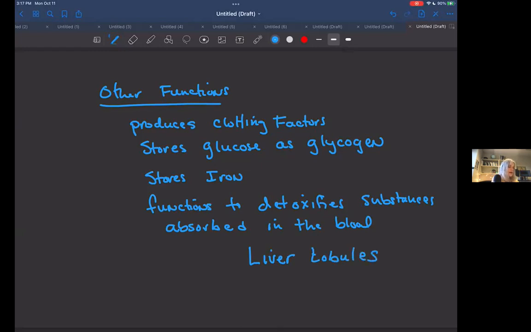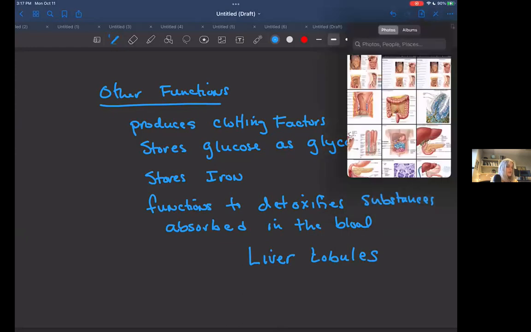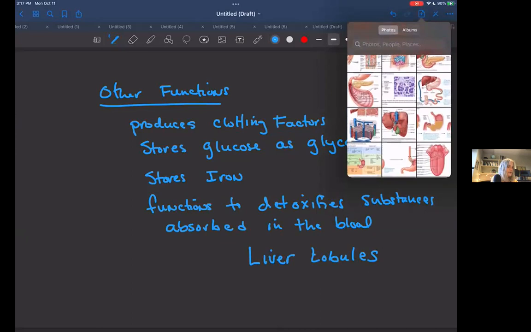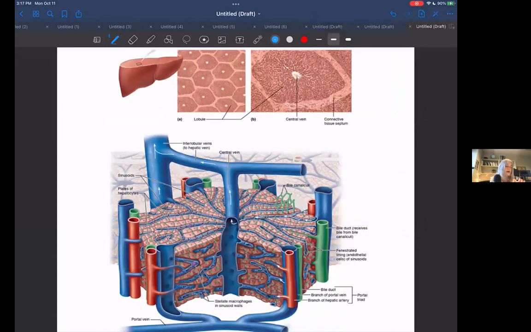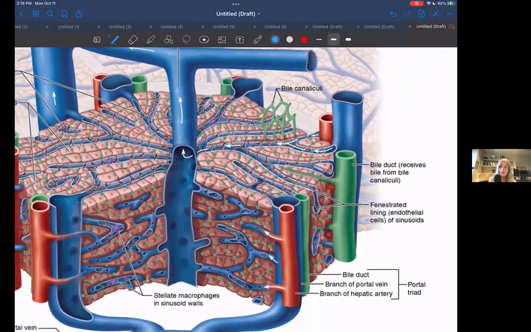So let's look at a diagram of a liver lobule. A lobule is just a really small part of the liver, and it's actually microscopic. The lobules are hexagonal in shape, and you wouldn't see them unless you looked underneath a microscope. Hexagonal means that they are six-sided. So you need to be familiar with this diagram.